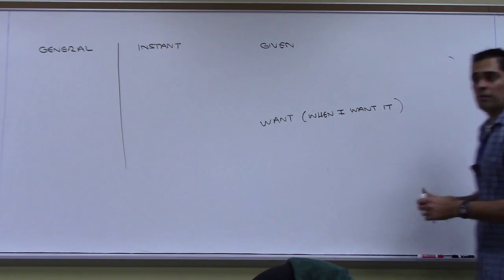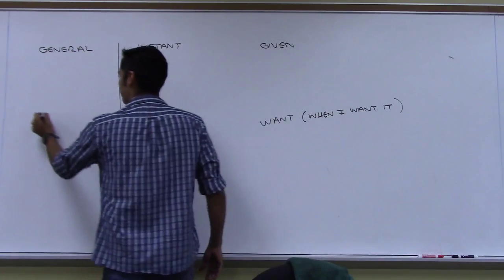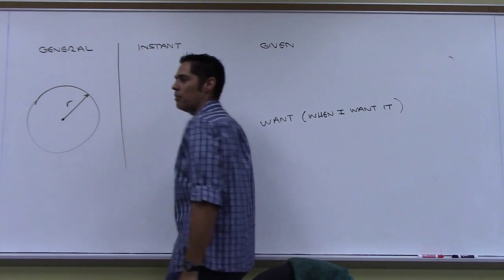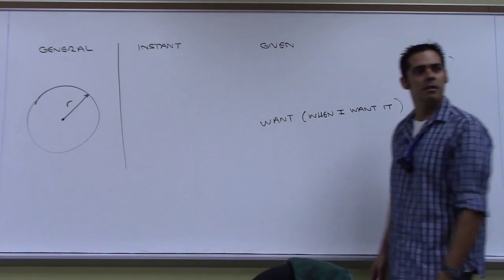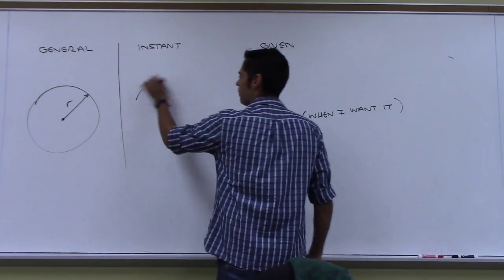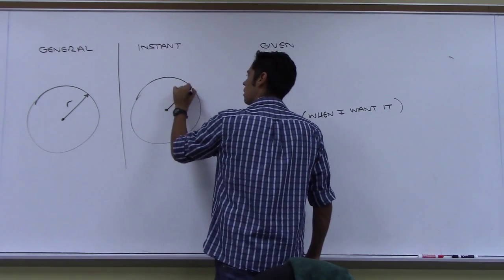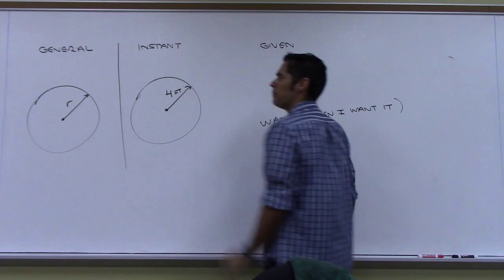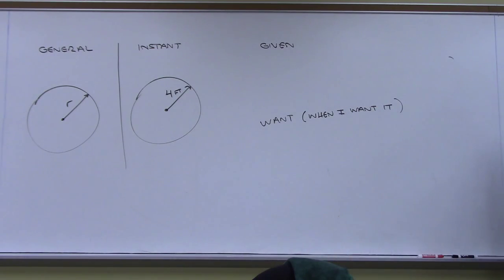All right, general picture. Got a circle, right? It's got a radius. Not much more to that circle. Of course, it has circumference and area, but that's a general picture of a circle. The instant in time is what? The radius is 4, right? 4 feet? That's my instant.